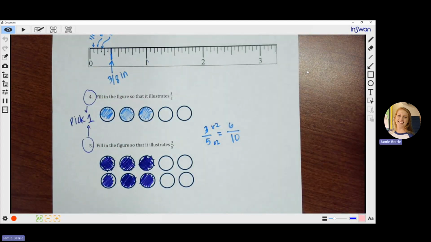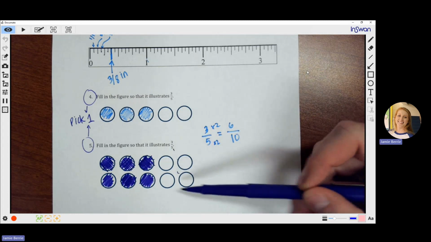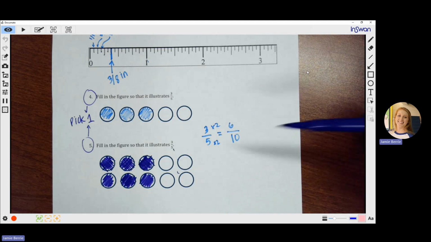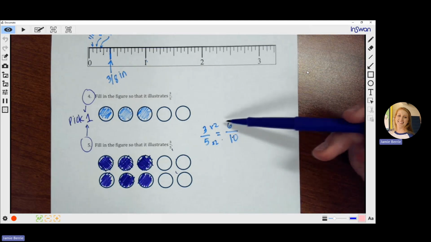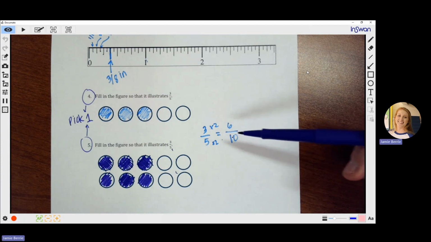All right, so if you need to fill in a figure so that it illustrates a certain fraction and the denominator does not match the units in your figure, make sure that you find that equivalent fraction like we did here to figure out what you need to shade in.